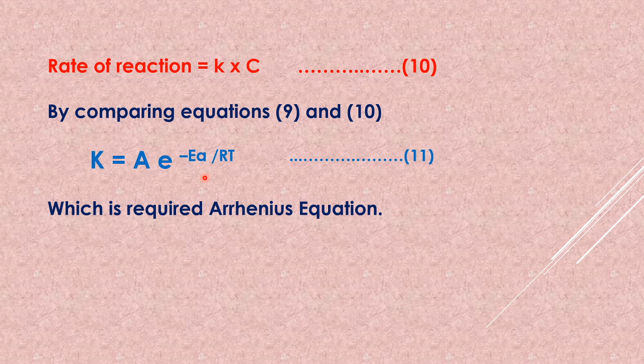We already saw the differential form equation, that is d ln K divided by dt equals EA upon RT square, and in integral form we get the equation K equals A into e raised to minus EA upon RT.